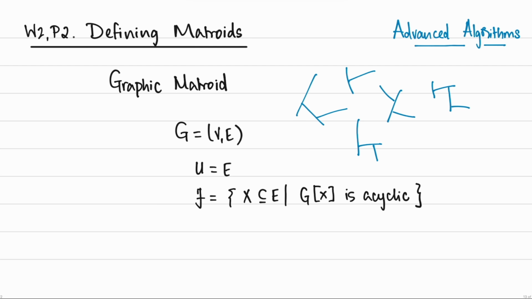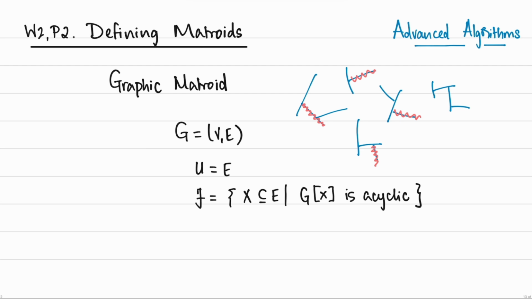So if I just get rid of some of these edges, you might disconnect the subgraph further, but you're certainly not going to create a cycle, because if you did manage to create a cycle, then that cycle would have also been there in the set that you started with, which would contradict the assumption that the set you started with was acyclic. So heredity is okay. Let's move on to showing the exchange property.